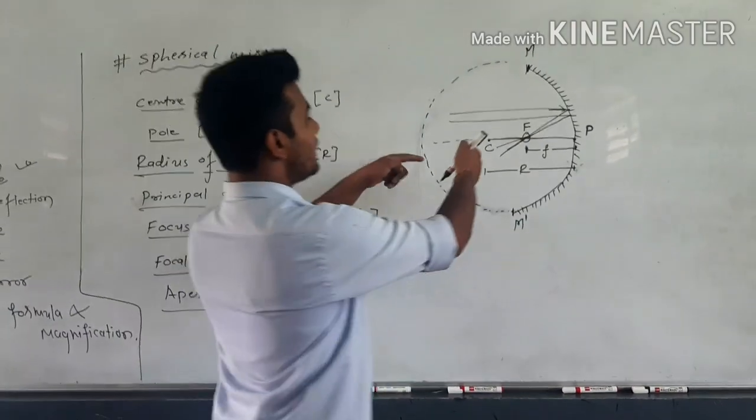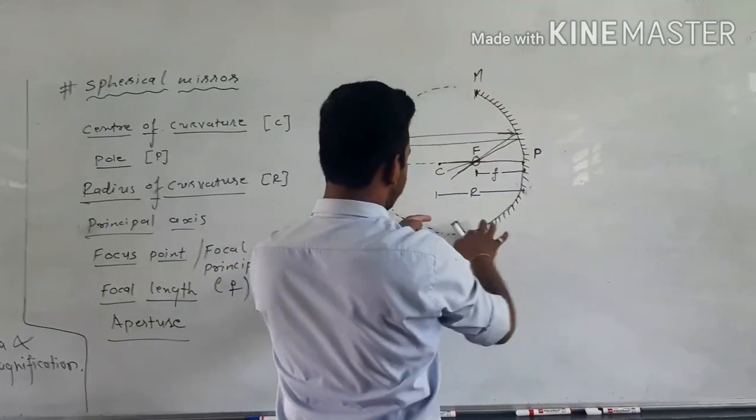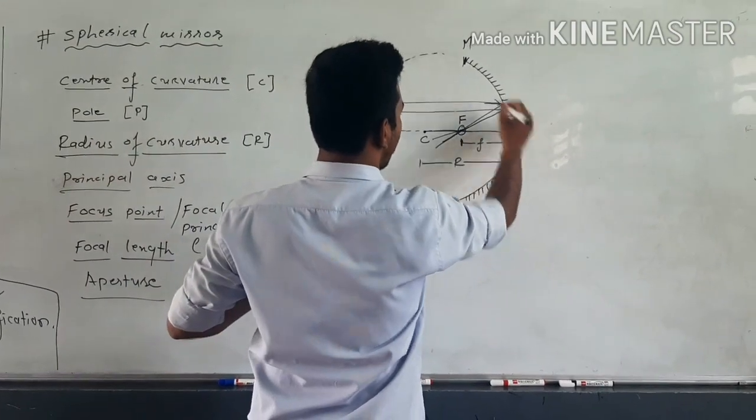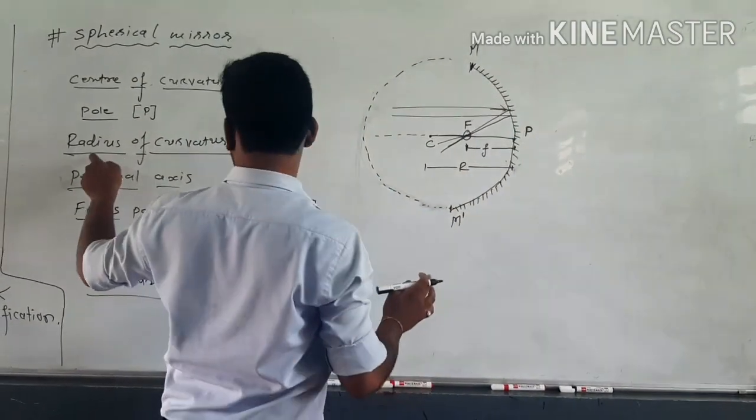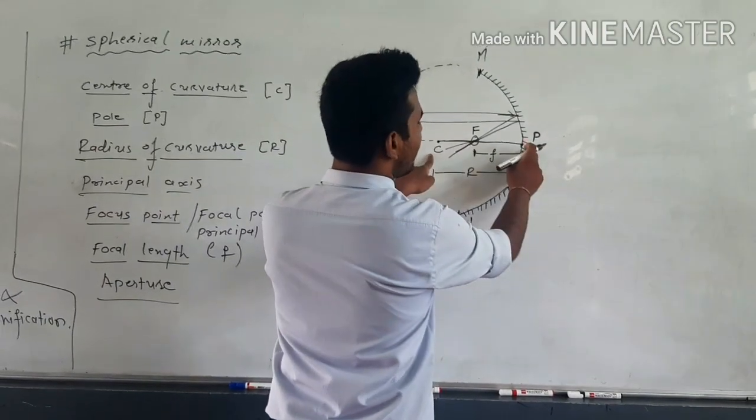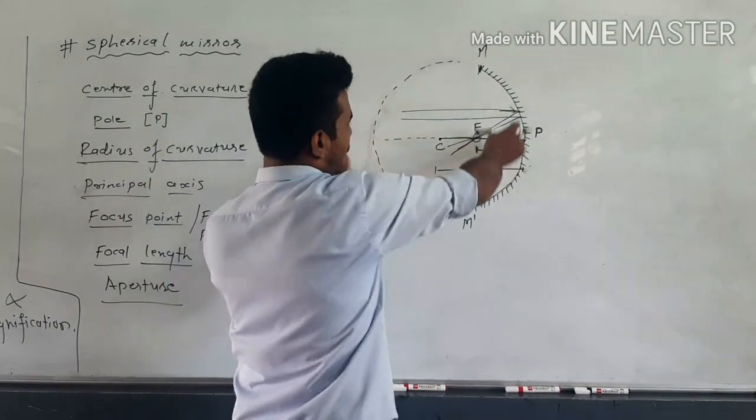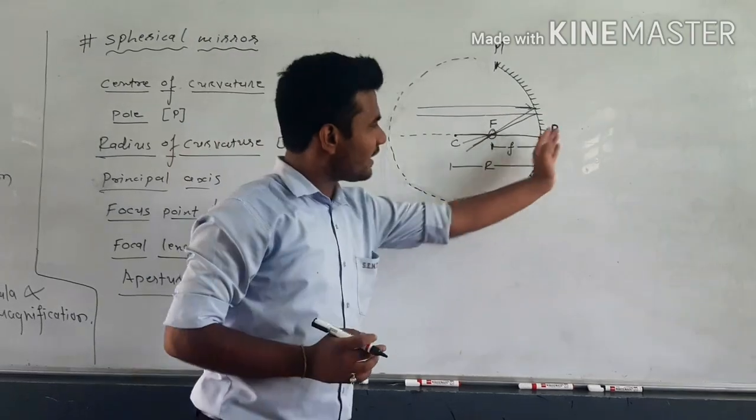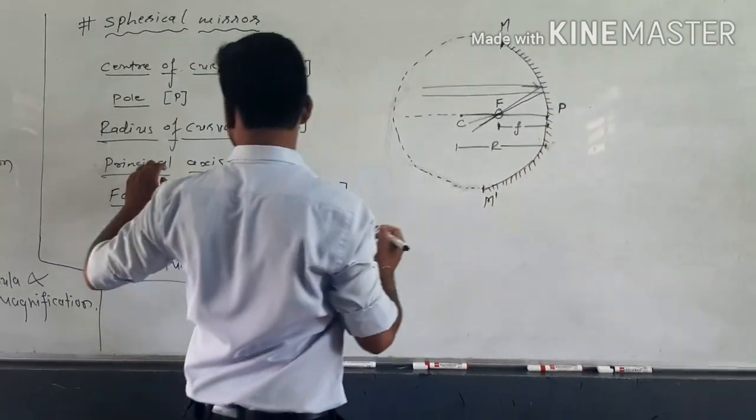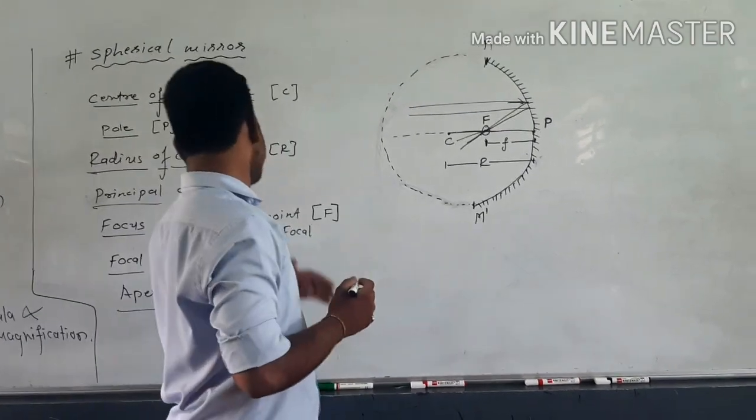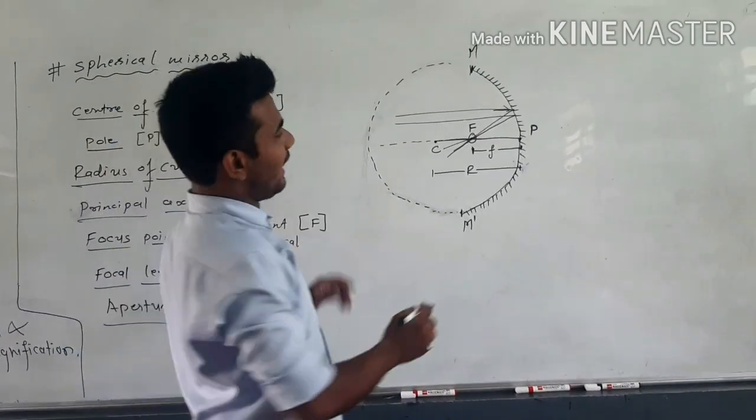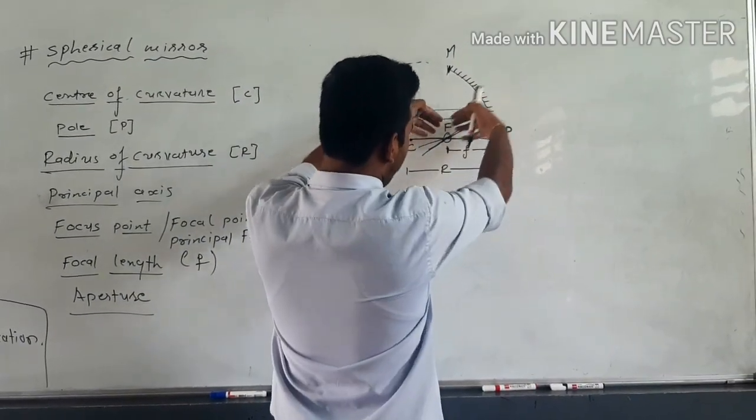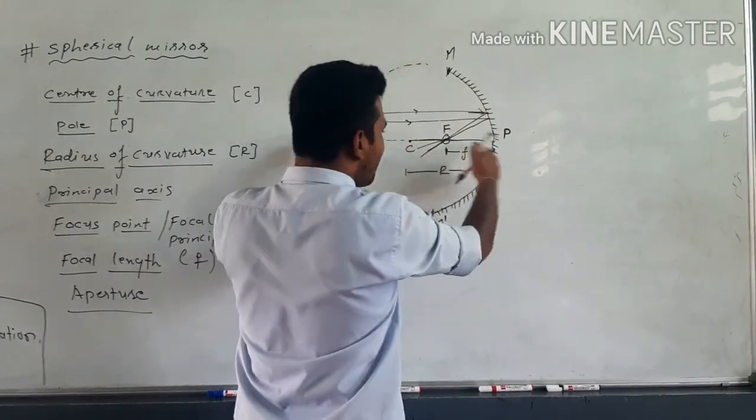Again, center of curvature means the center of the hollow sphere from which our spherical mirror is formed. Pole means the center of the reflecting surface of our spherical mirror. After that, radius of curvature is the distance between center of curvature and pole P, or the radius of the hollow sphere from which our spherical mirror is formed. Principal axis is an imaginary line passing through C and P. Then the focal point, principal focus or focus point: the light rays from infinite distance bounce back from the spherical mirror and converge at a point on the principal axis.